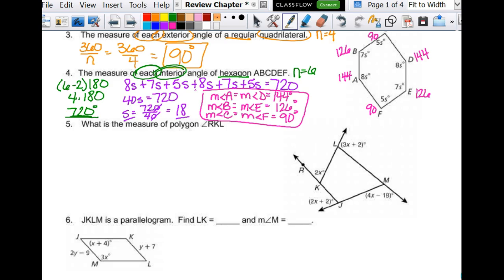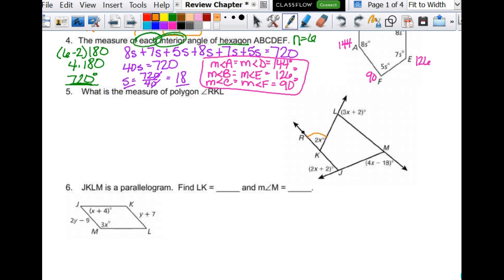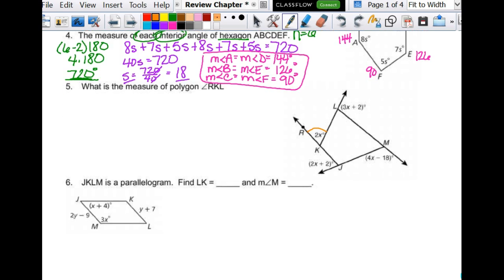And then number 5, the wording is all kinds of messed up. What is the measure of polygon angle RKL? Should be, what is the measure of angle RKL in the polygon? This is what we're looking for here. So I'm looking for the measure of this angle. In order for me to find that, I have to find x. These are exterior angles. So the sum of the exterior angles in any polygon is 360.